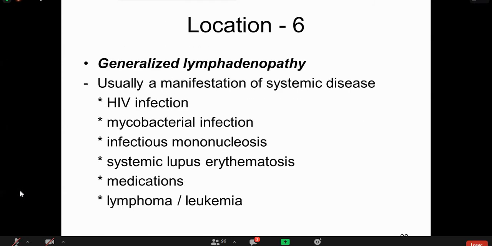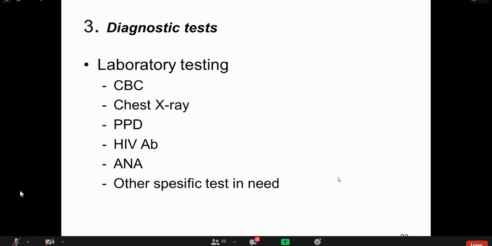Okay. So, generalized lymphadenopathy is usually a manifestation of a systemic disease. We discussed HIV, we discussed mycobacterial infection, infectious mononucleosis, systemic lupus erythematosus, medications, lymphoma, and leukemia.